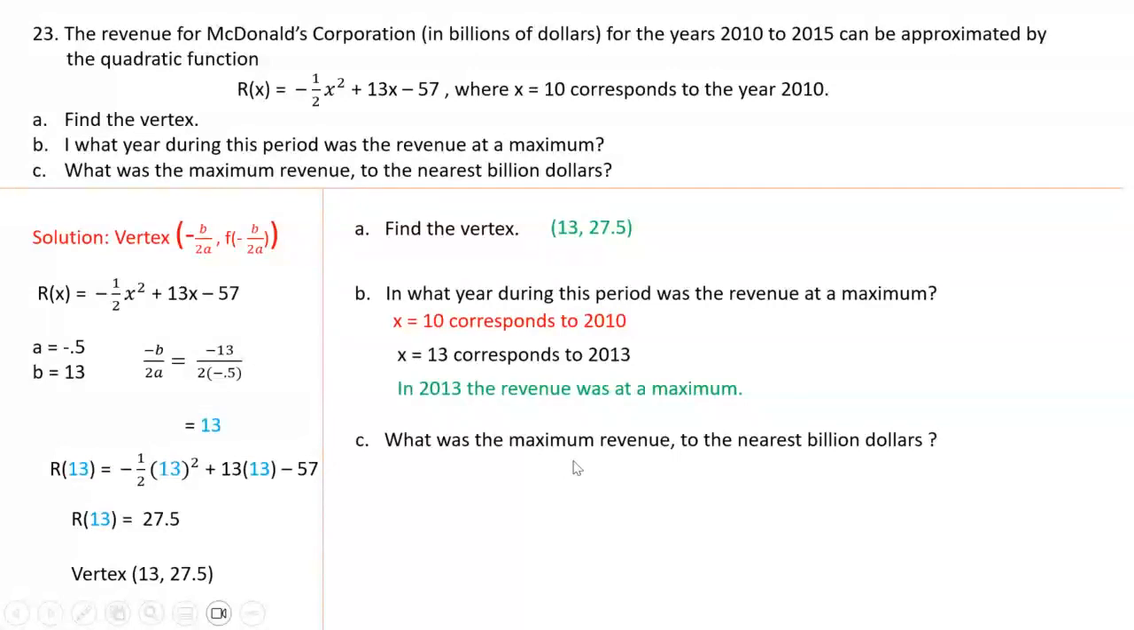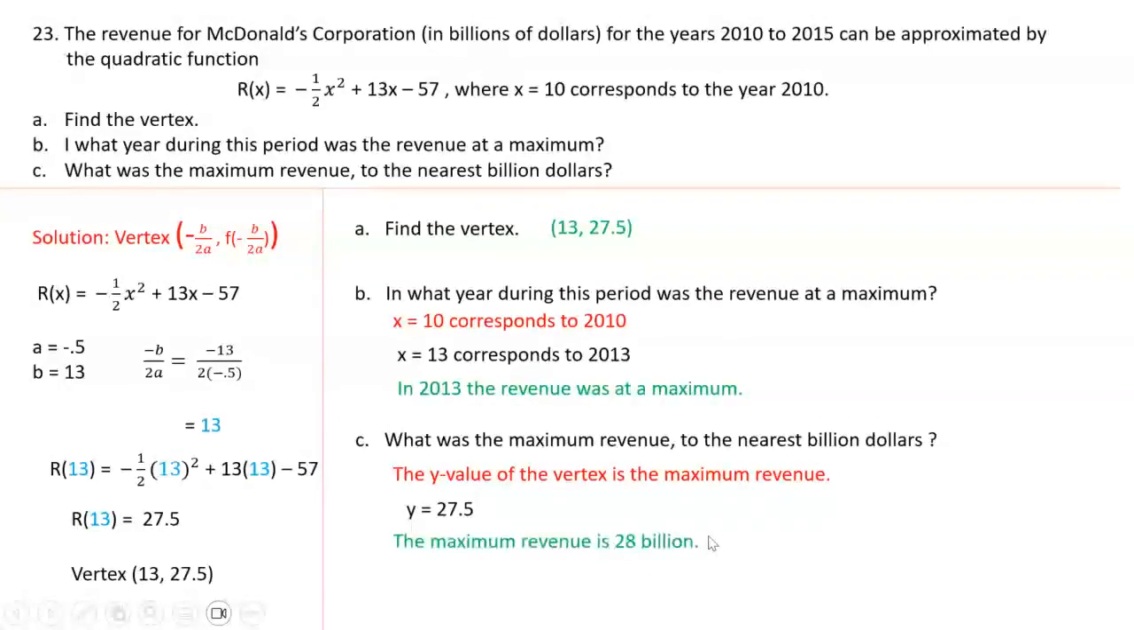For part C, what was the maximum revenue to the nearest billion? In this case, we're looking for the y part of the vertex, which is 27.5. But it says to round off to the nearest billion, so this 27.5 rounds off to 28. So the maximum revenue is 28 billion.